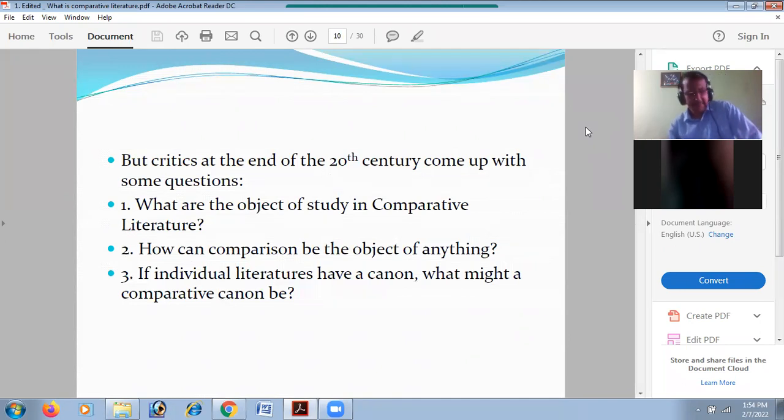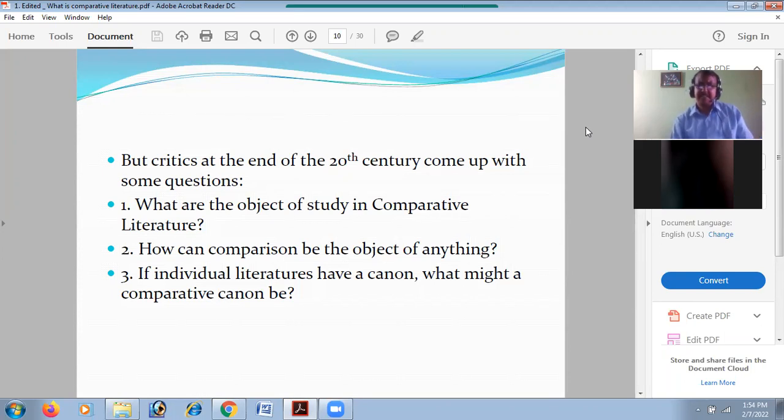But the critics are not happy with such kind of initiation or the initial stage of comparative literature. So the critics against comparative literature come up with some critical questions. So what is the object of study in comparative literature? How can comparison be the object of anything? Comparison, easily we can compare anything. We can compare a pen with a book. We can compare anything else. So this comparison can be a subject? The critic can't understand how such kind of comparison will be a subject of discipline.